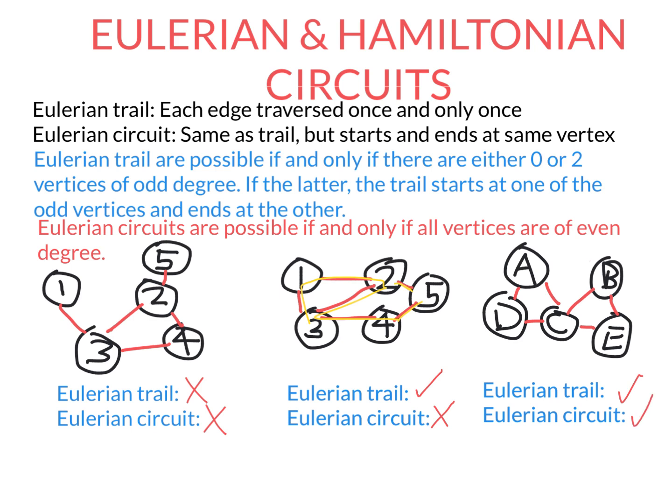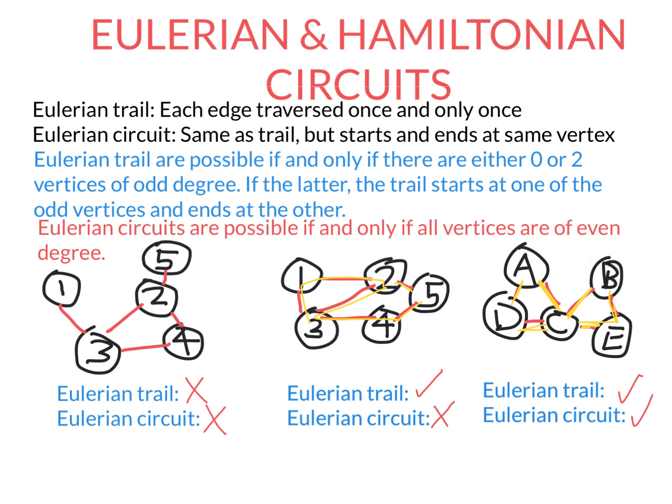So let's draw an Eulerian circuit. That means we have to start and finish at the same vertex. Doesn't matter exactly where we start. I'm just going to start here at A, go to C, B, then to E, back to C, to D, and back to A. This is an Eulerian circuit because I traversed each edge once, I never traversed any edge more than once, and I started and finished at A.